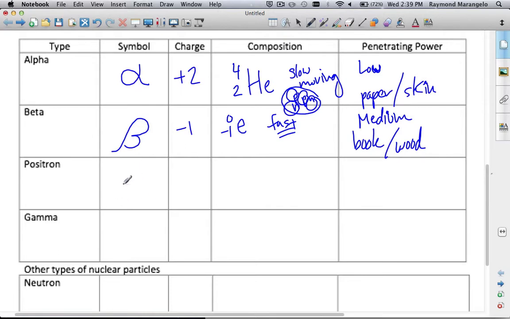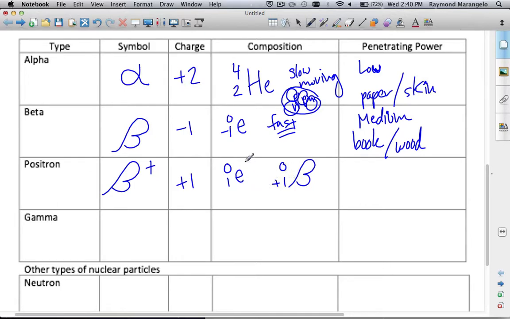Then you have a positron. Now, the book lists the positrons, so you have 2 different symbols. This is one way to write the positron. Okay, the book lists the positron also as this. Or you could list it like this. 0 +1 beta. So the book lists it like that. Our notes list it like that.